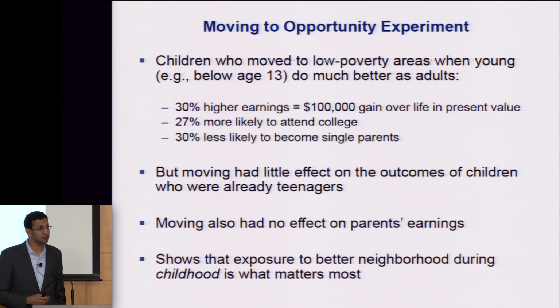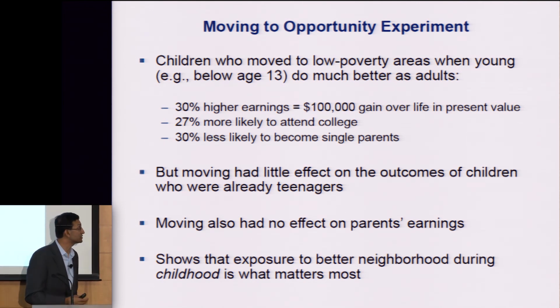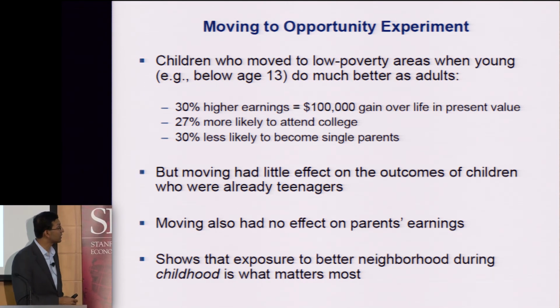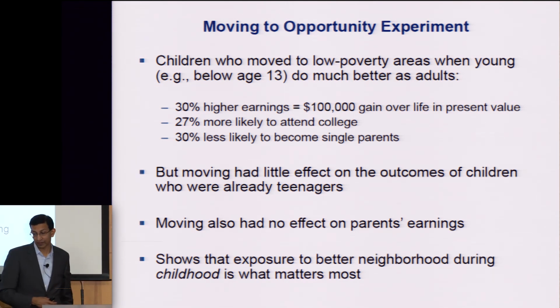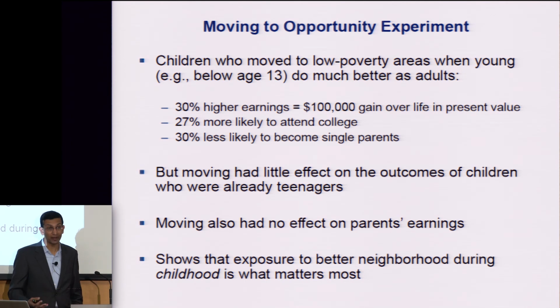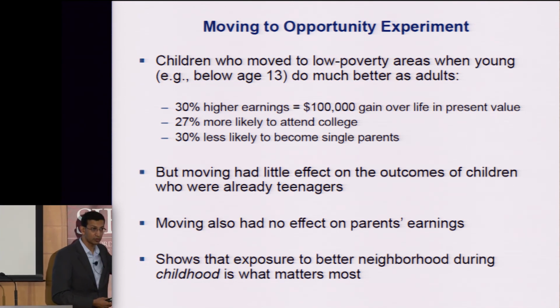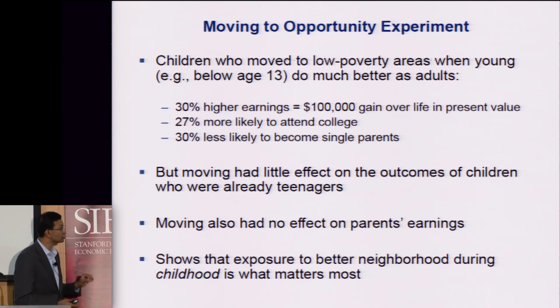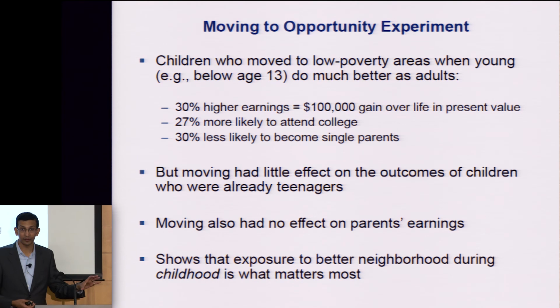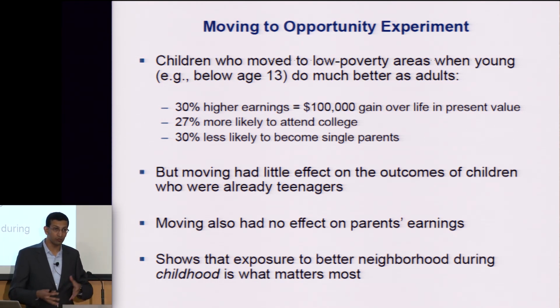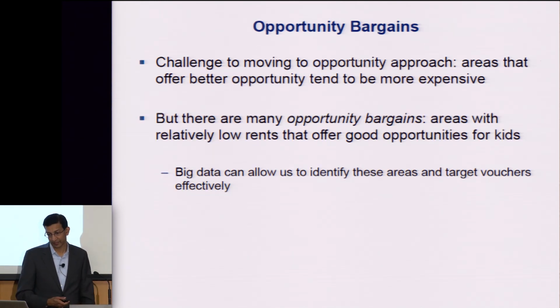They're earning 30% more. They're 27% more likely to attend college. They're 30% less likely to become single parents. But moving, importantly, had little effect on the outcomes of children who were already teenagers, and it also had no effect on parents' earnings. So once again, this echoes the theme that I was talking about earlier, that exposure to the better neighborhood during childhood really seems critical. Moving families when kids are young really seems to be what's critical for having long-term effects.